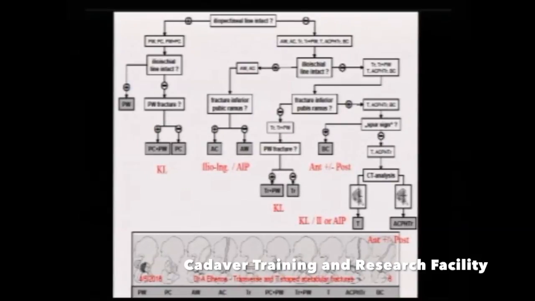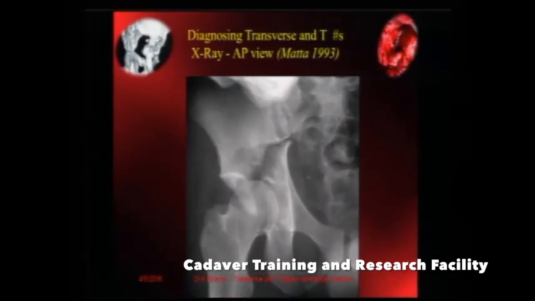If not, then I need a CT scan, and the only two fractures which will need a CT scan for definitive diagnosis are either a T or an anterior with posterior hemitransverse, and that will help us.